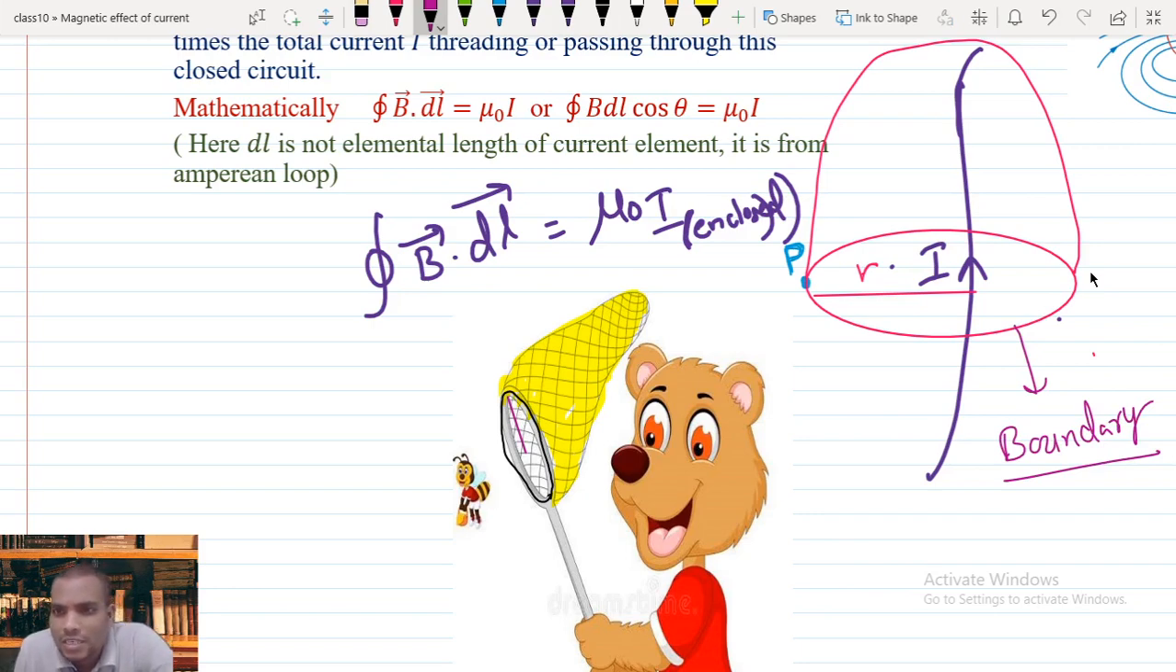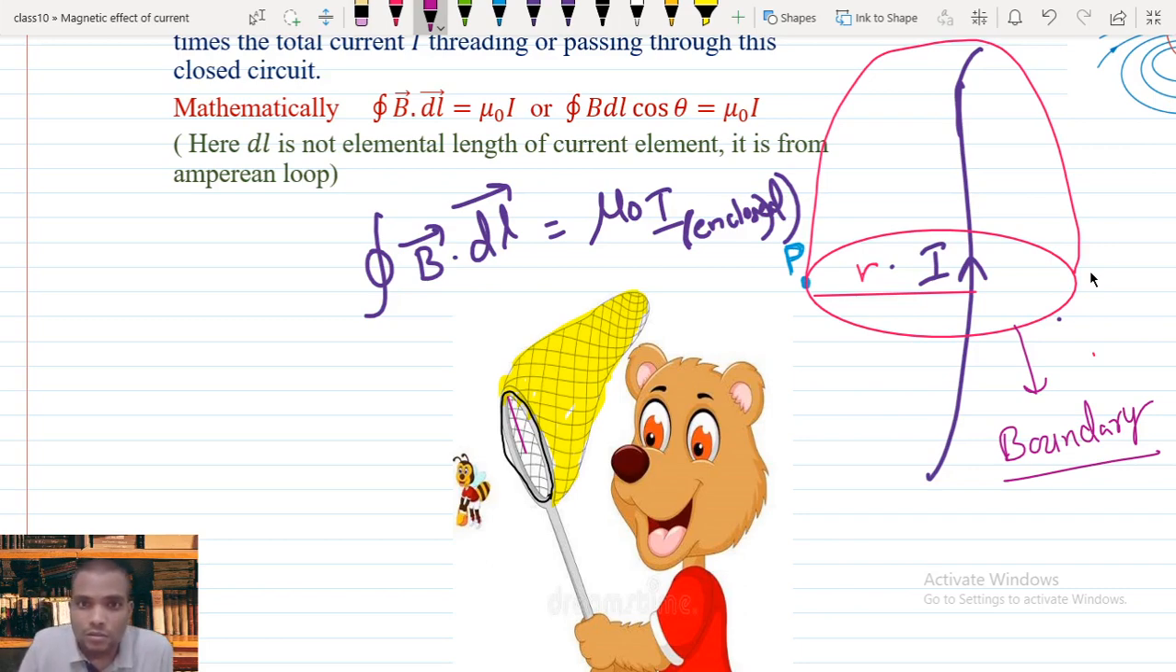Okay, now first step what we did, we have taken the current carrying element, and second step we consider an Ampere loop. That Ampere loop is a closed loop, just like a polythene bag. If you can just keep the polythene bag on that current carrying element, and that polythene bag is having certain boundary, and our current carrying conductor should enclose the loop. If it is not enclosing, so it's useless case.